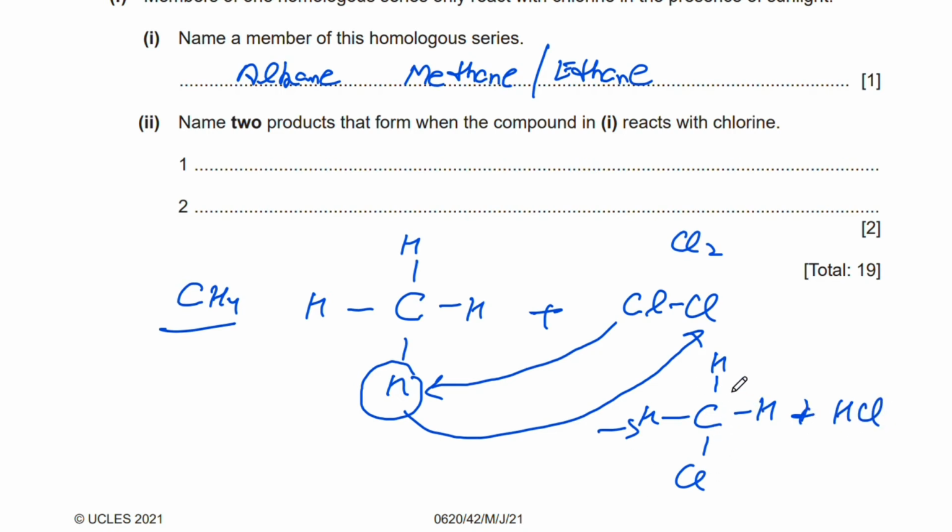So this is known as chloromethane, or you can write methyl chloride. So I'm writing methyl chloride, and the other is HCl, hydrogen chloride or hydrochloric acid. You can just write HCl, hydrochloric acid, that will also be correct.